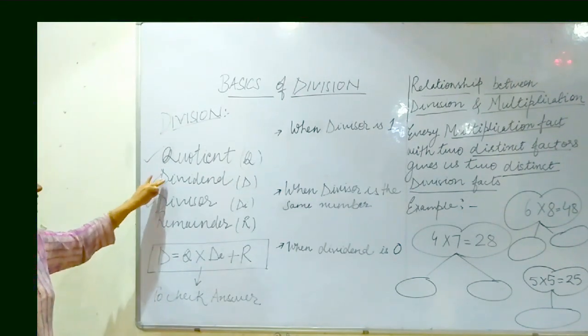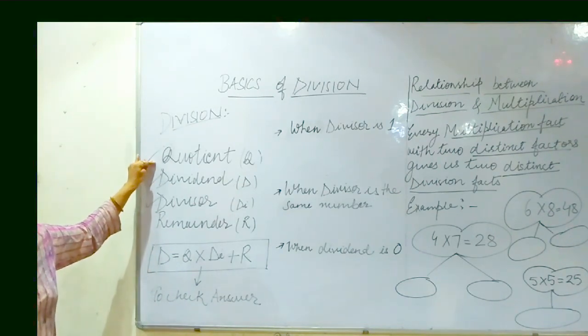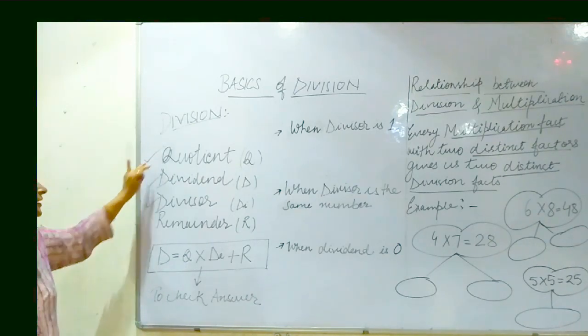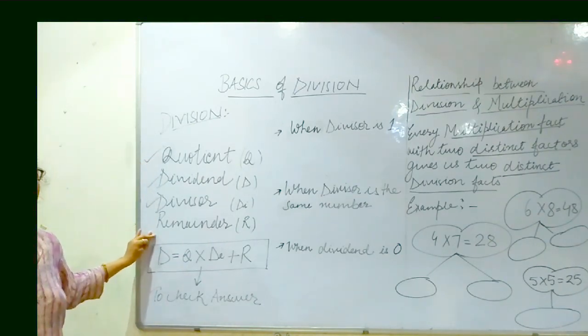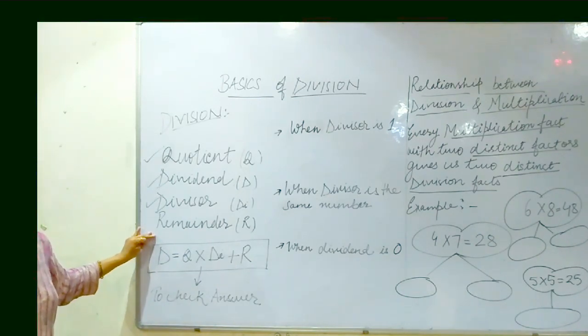If you divide dividend by divisor, whatever you will get is known as quotient. So quotient is your answer. Remainder, whatever is left over. If you have divided any number and it is not evenly divisible, in that case you will get some number in the last also. The leftover is known as remainder.